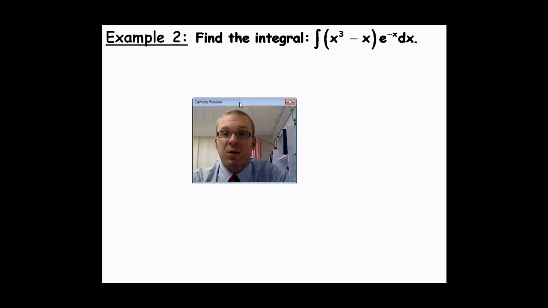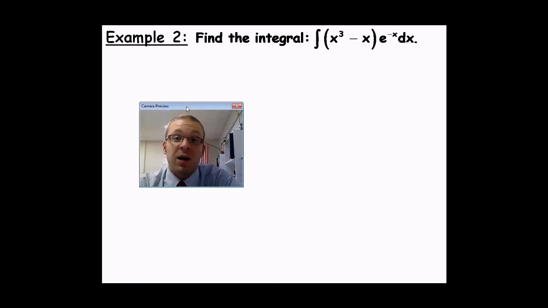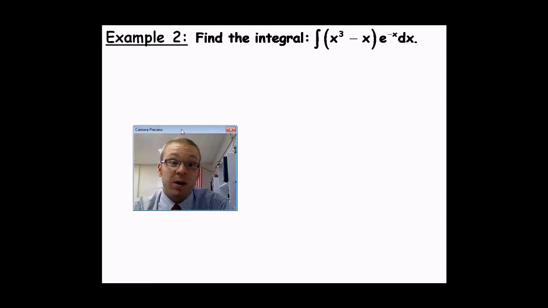Alright, so take a look at this one. I've made it a little bit more complicated now. We're going to take the integral of x cubed minus x, that quantity, times e to the negative x dx. And we need to pick our f of x, we need to pick our g of x. Now if I were in the room today, I would ask everybody in the class what's a good choice for f of x, what's a good choice for g of x, and why. But since that's not going to happen, what I'd like you to do is take a 30-second break here to think about what you should choose for f of x, what you should choose for g of x, and why.